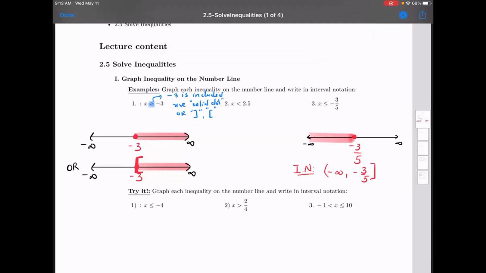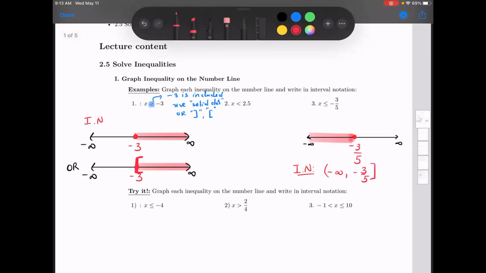Good. So bracket, right? Interval notation: bracket -3 to infinity. And at infinity, you always use parentheses, because if I tell you 1 million, you say 1,000,001, right? This is never an exact number, so we always use parentheses.